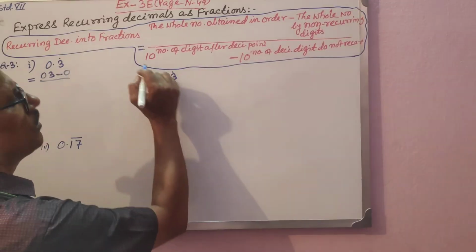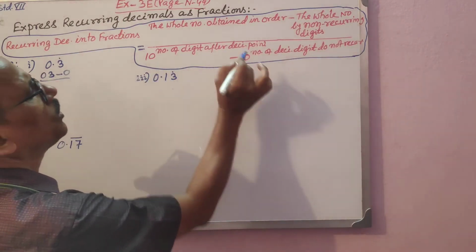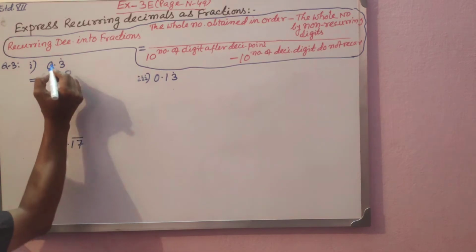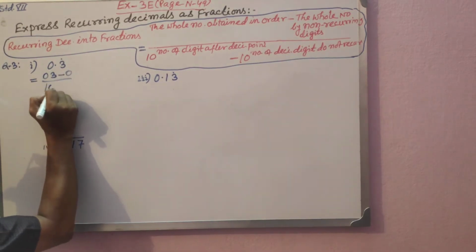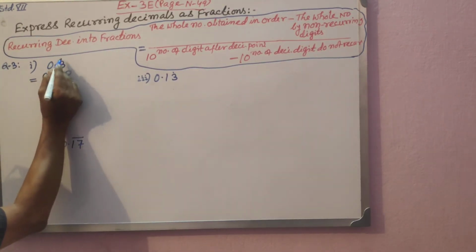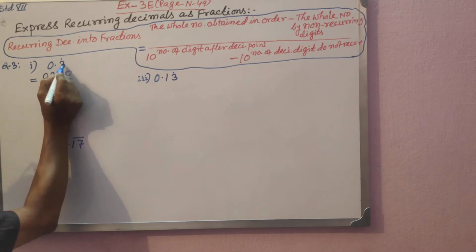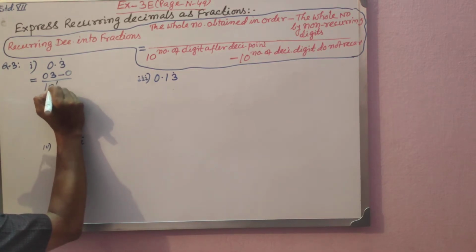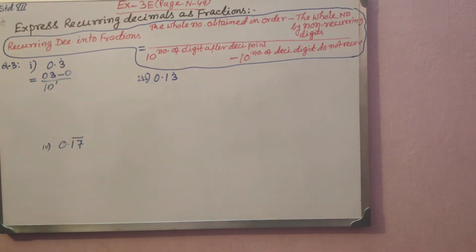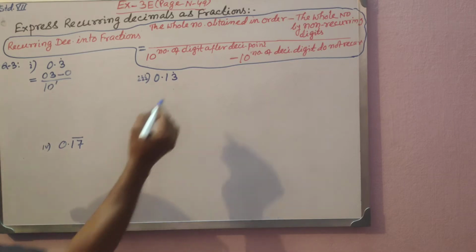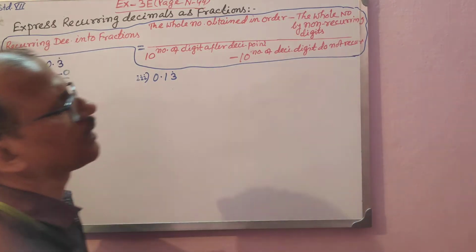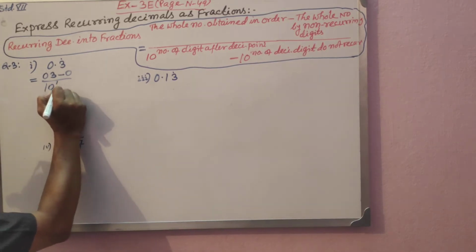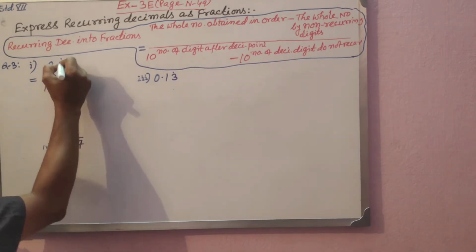Okay. Now what will the denominator be? Divided by 10 to the power of the digits after the decimal point. See, 10 to the power, 10 is in the formula, 10 to the power of the digits after the decimal point. After the decimal point, how many digits are there? Only one digit, that is 3. So 10 to the power 1, minus 10 to the power of the number of decimal digits that do not recur.